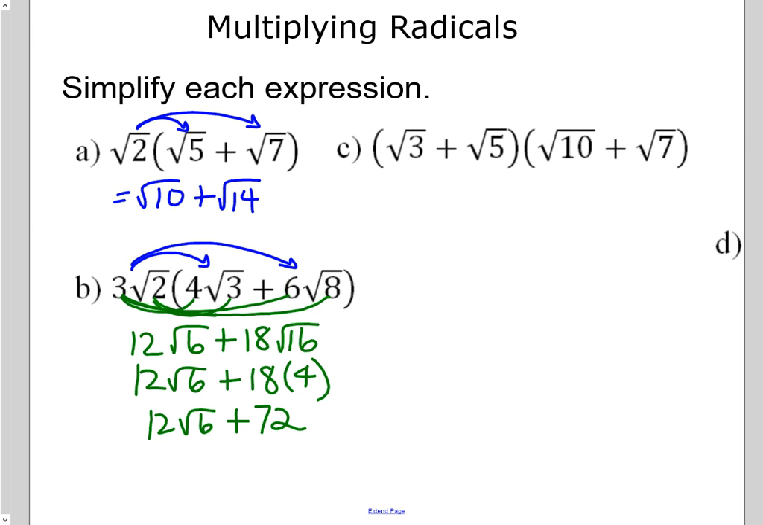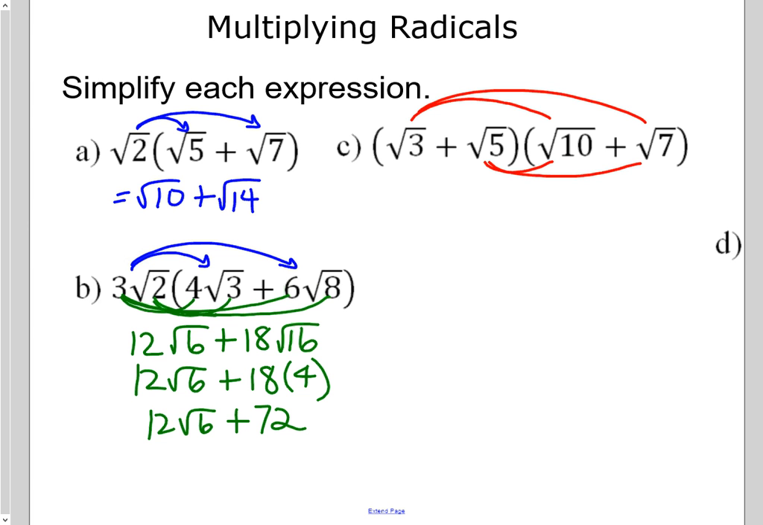Okay. Now, we can even get into binomials. So we're going to multiply two binomials together. This is our distributive property again. FOIL, right? So we're going to multiply our first radical by both radicals inside the second set of brackets, and then our second radical by both terms inside the second set of brackets. Okay, so let's go. Root 3 times root 10 is root 30. Root 3 times root 7 is the square root of 21. Root 5 times root 10 is the square root of 50. And root 5 times root 7 is the square root of 35.